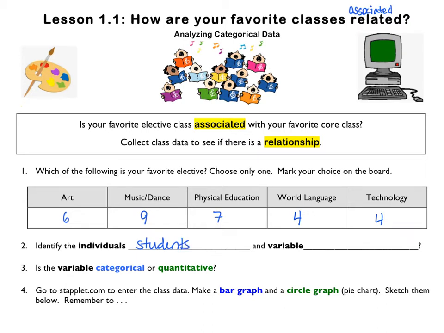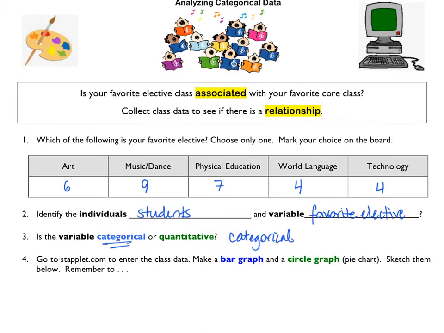Now, the variable that we're looking at is called favorite elective. And when we consider what type of data favorite elective is, between categorical or quantitative, it is definitely categorical. Quantitative would be something that we either count or measure. Now, we're going to take a short break from this video because I want you to go to the Statlet.